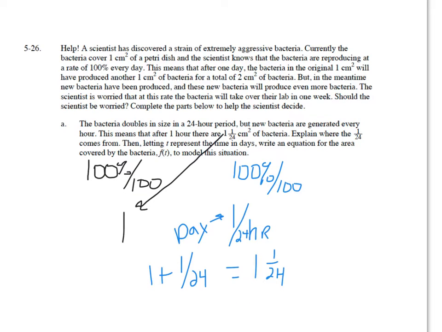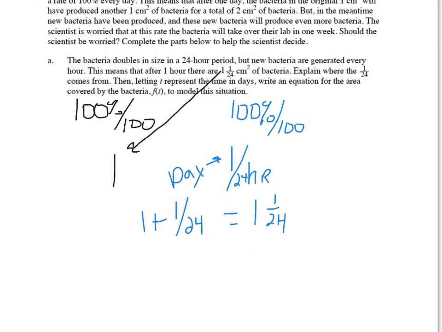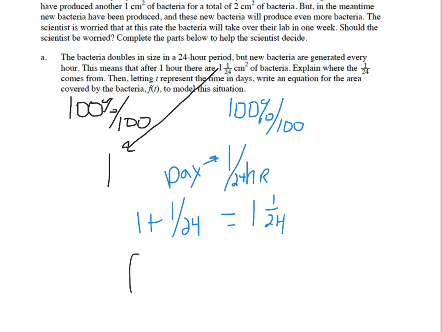So your equation is going to be f of t equaling, you're starting out with this initial value of 1 square centimeter times a growth factor of 1 and 1/24 raised to the 24t, where t equals the number of days, and then f of t is the number of bacteria.